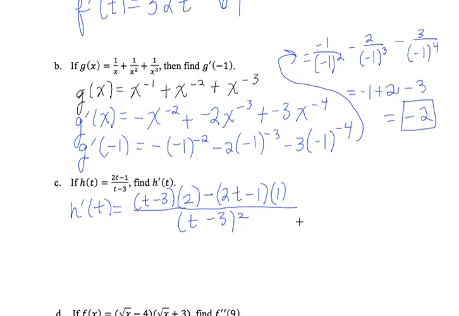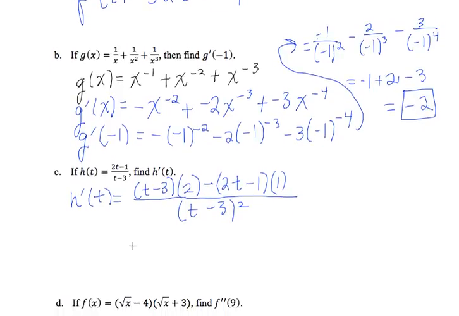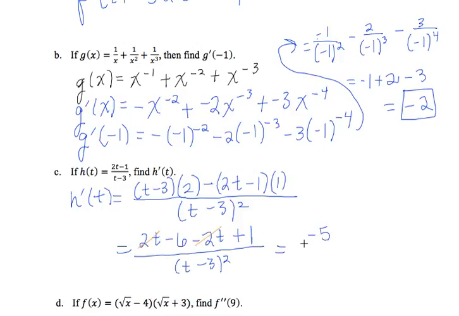And we should simplify that up just a little bit. So in the numerator, that's 2t minus 6, distributing that out right there. And this will become minus 2t plus 1, all over t minus 3 squared. Those two t's, it looks like, cancel. And then negative 6 plus 1 is negative 5.